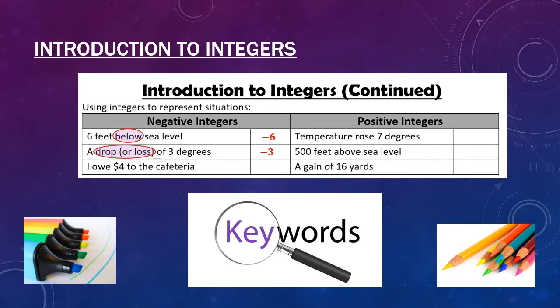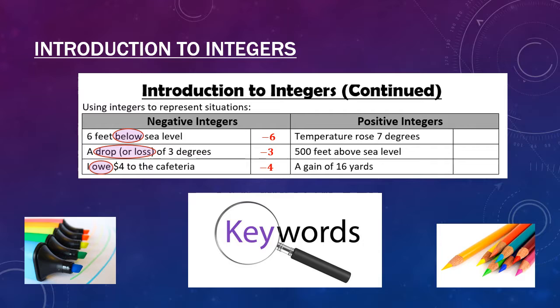The last one on the negative side says I owe $4 in the bank account, means I spent more than I had in my account. That means they're going to be calling your mom and saying, hey, you don't have enough money in your account, please pay more. Owing them money is not good. So owe is your key word, and when you owe someone money, that's negative, so it's a -4.